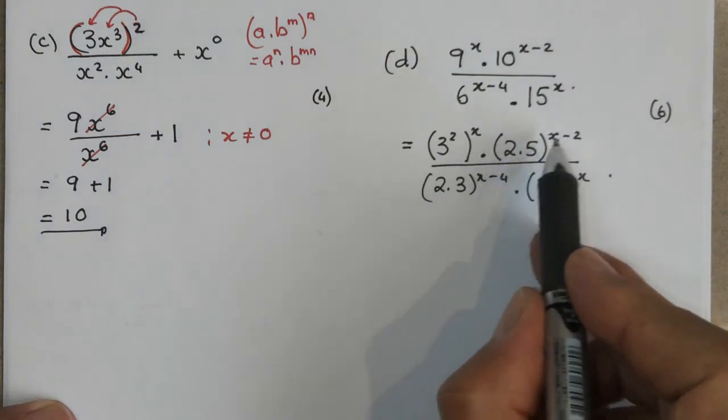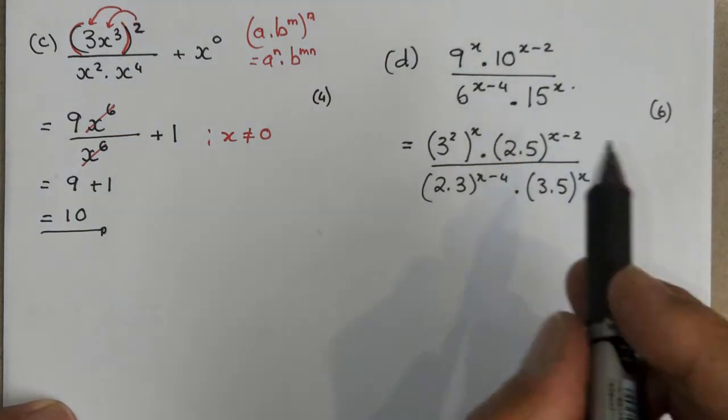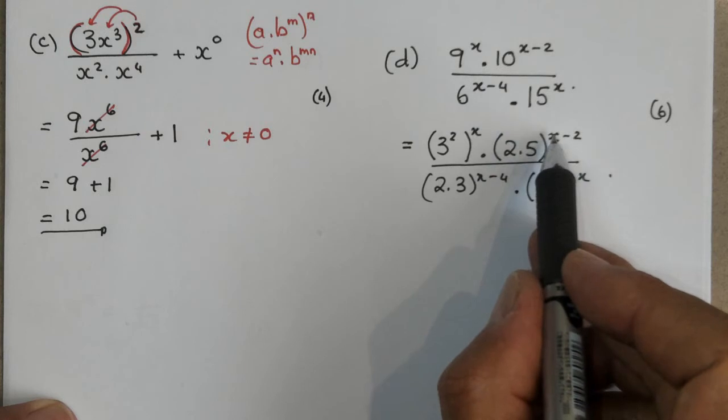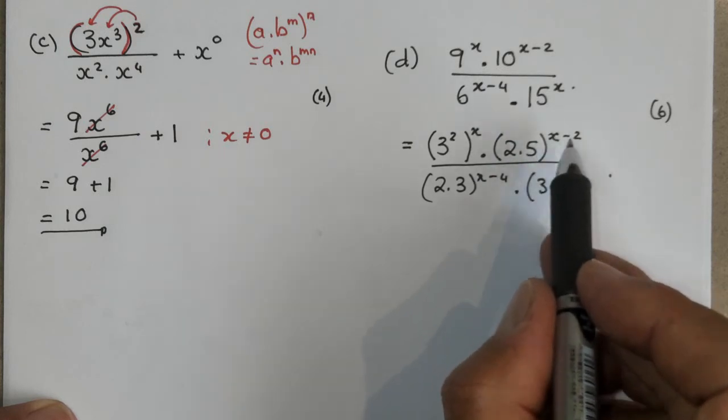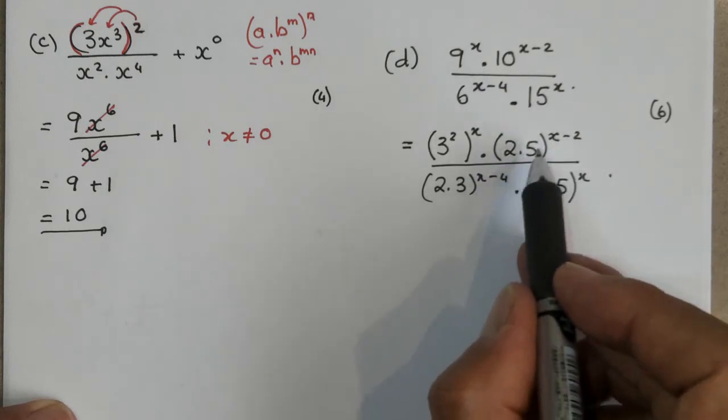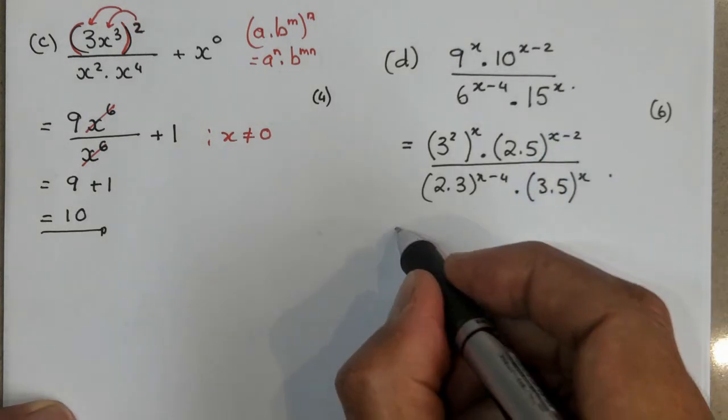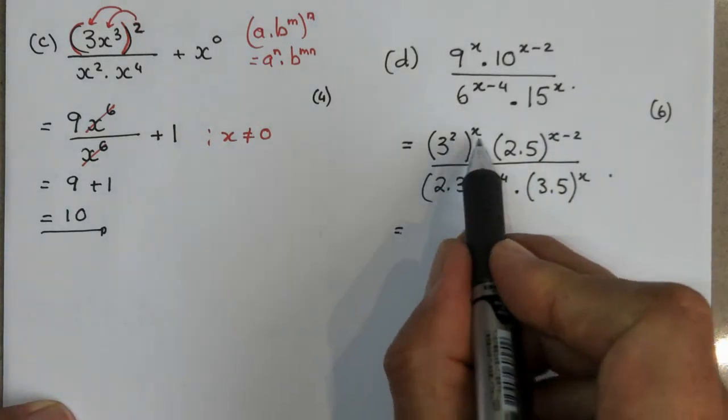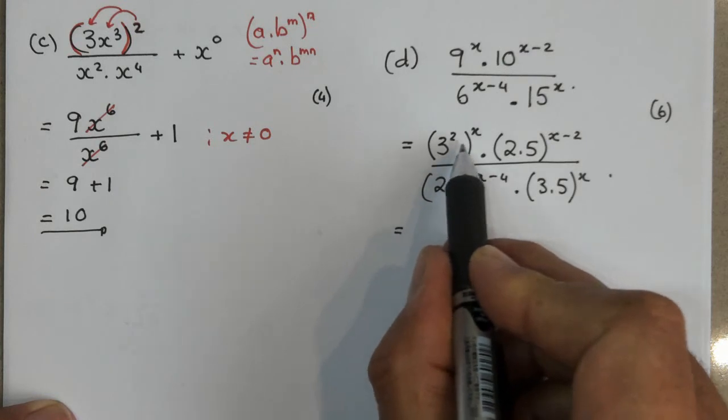Now each power goes to every single base. You're not going to say this is 2 to the x times 5 to the minus 2. It's 2 to the whole power times 5 to the whole power. Don't make that mistake. Here again, it's the third time we use the same rule.